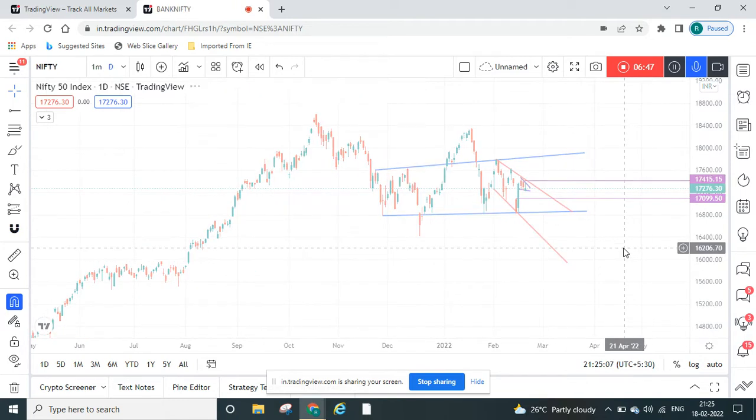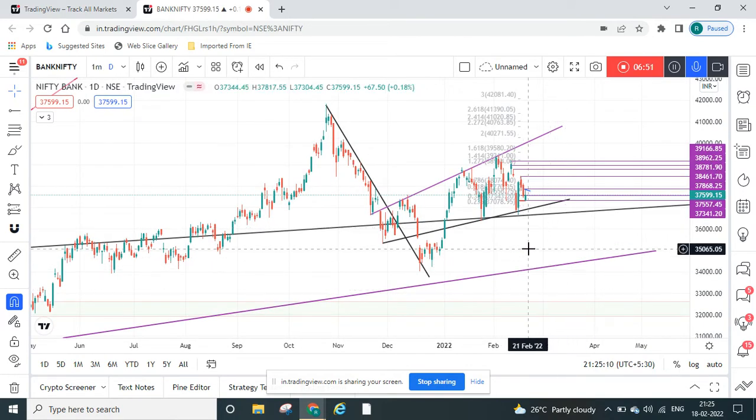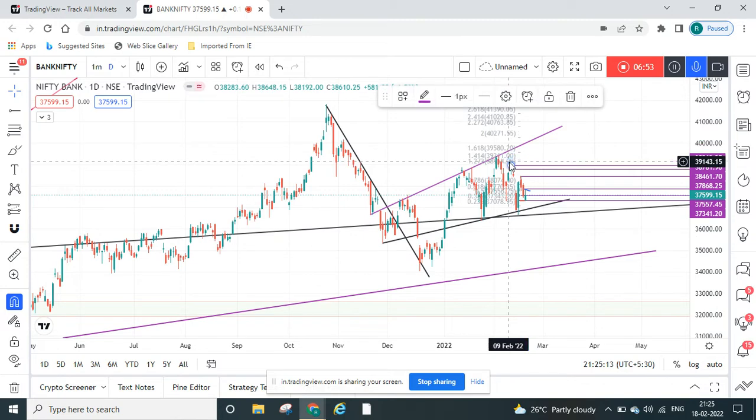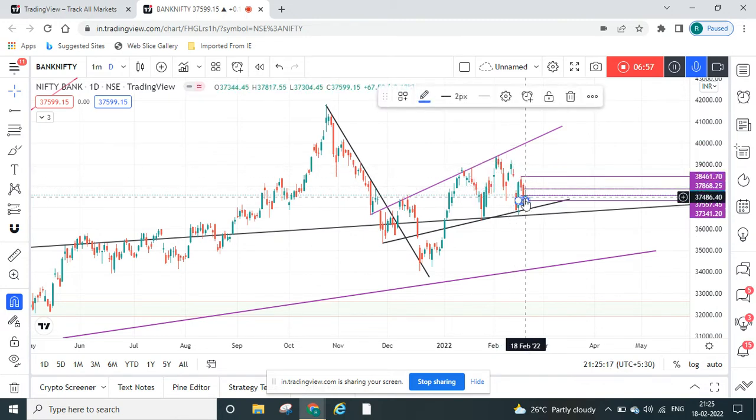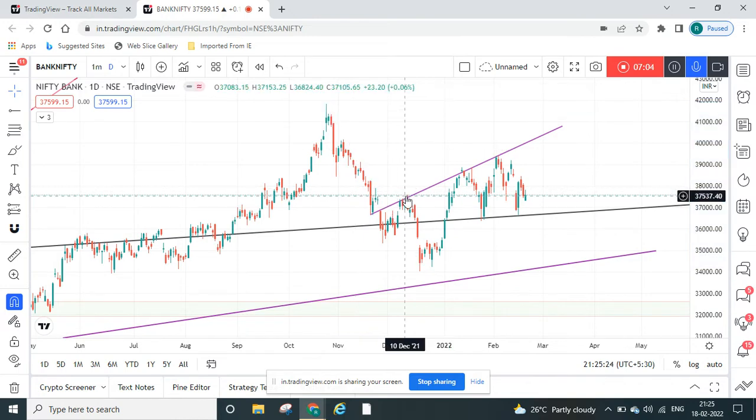So now let me move on to the Bank Nifty, guys. Bank Nifty would be the most favorite one for every trader, especially for the F&O traders. Okay, I'm just removing the existing lines.